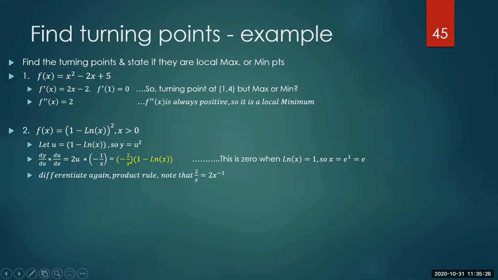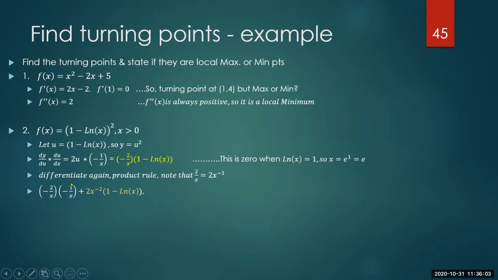So if we differentiate again, because we have found the point where f dash of x is equal to 0, but we need to differentiate again to figure out, is this a local maximum or a local minimum? And so we need to differentiate the highlighted piece in yellow there, and we're just making a note that 2 over x is equal to 2x to the power of -1.